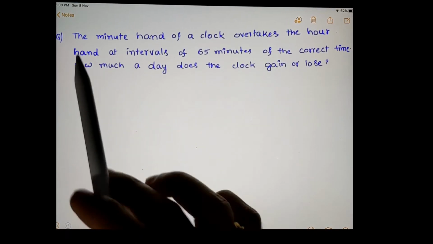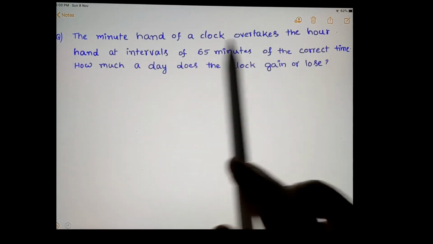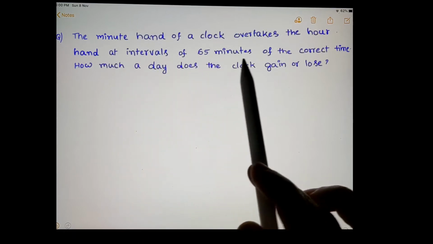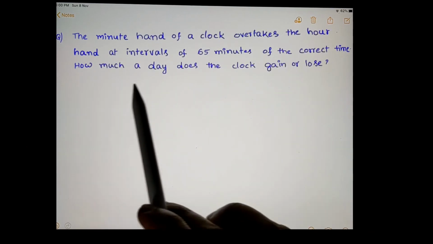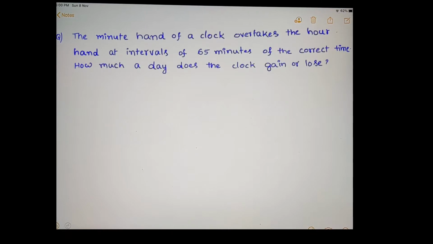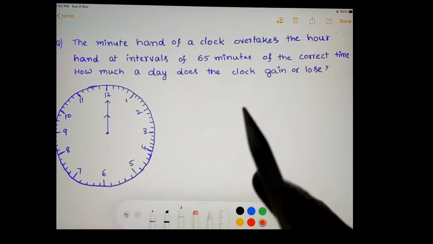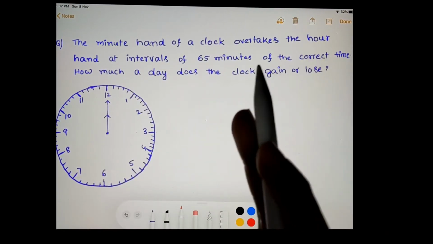Okay, the question is: the minute hand of a clock overtakes the hour hand at intervals of 65 minutes of the correct time. How much a day does the clock gain or lose? And we know that the long hand gains 55 minute spaces in 60 minutes.